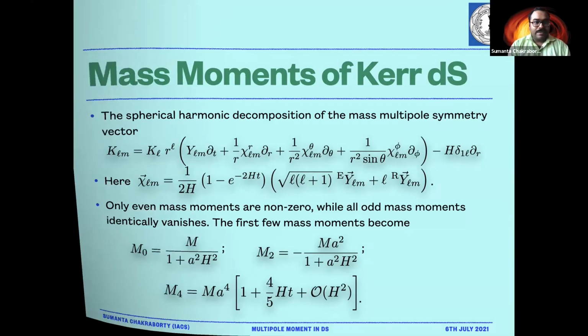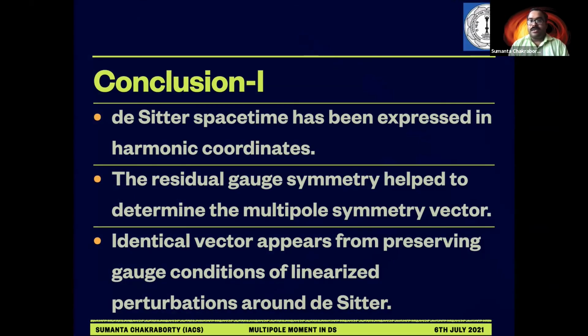So I think I have finished. I will just end with my conclusion. So as I said, de Sitter space-time I have expressed in harmonic coordinates, and we did not find any literature on that. So I believe this is the first attempt to do that. Second, the residual gauge symmetry for de Sitter, that is, we should preserve the harmonic coordinates under coordinate transformation. That leads us to determine the multipole symmetry vector.